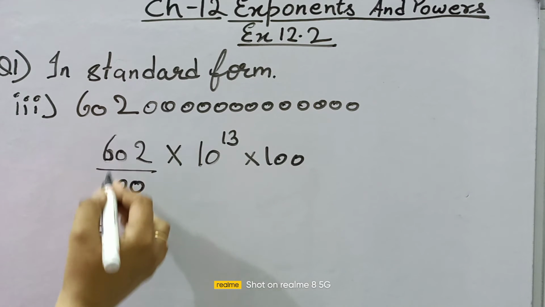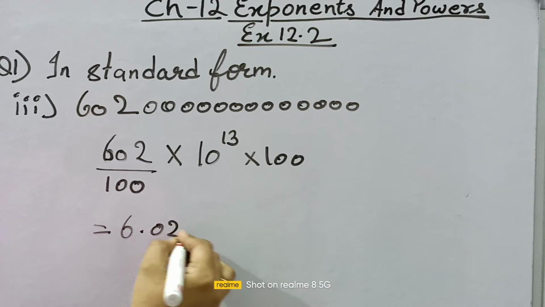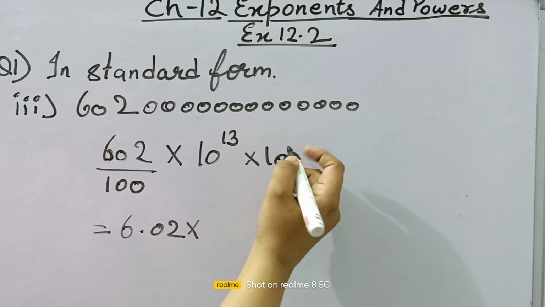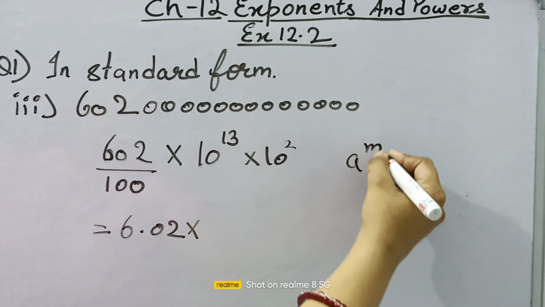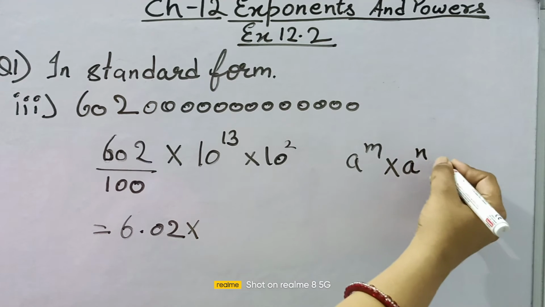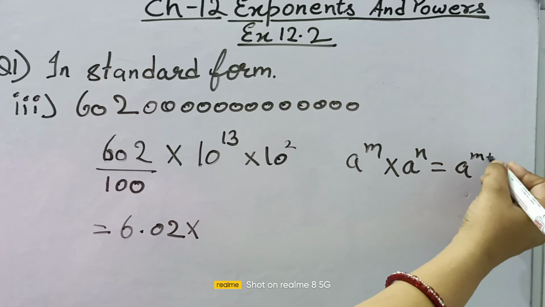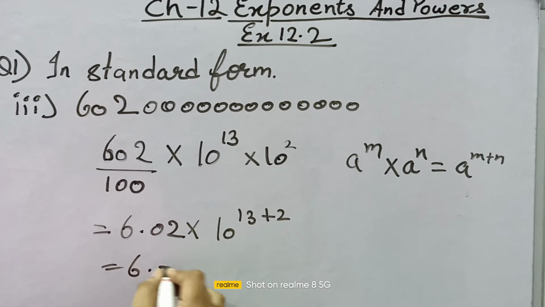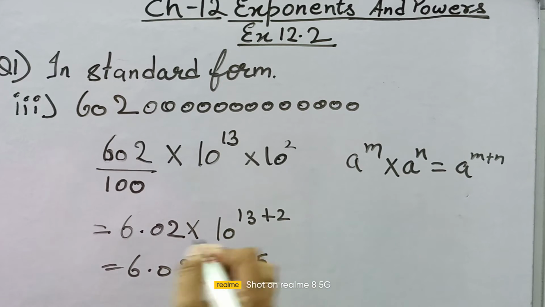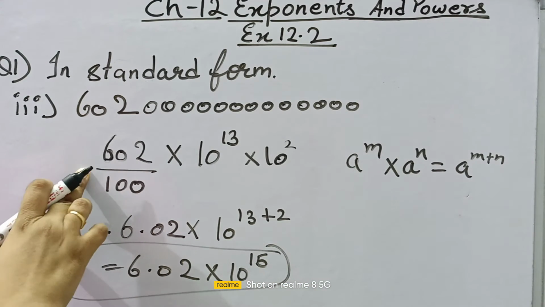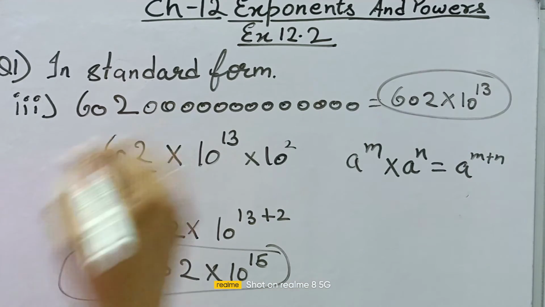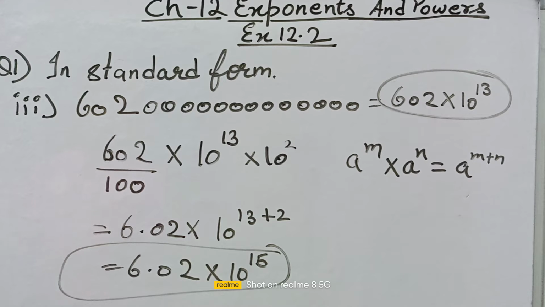What will happen after this? When this is divided by 100, it becomes 6.02, and how will we add? This is 10 raised to the power 2, and we know a to the power m multiplied by a to the power n is equal to a to the power m plus n. So this will become 10 raised to the power 13 plus 2, which will be equal to 6.02 multiplied by 10 raised to the power 15. Right? This is also your standard form, and the previous one which we had written, 602 into 10 raised to the power 13, was also your standard form. You can write in any form. Okay?